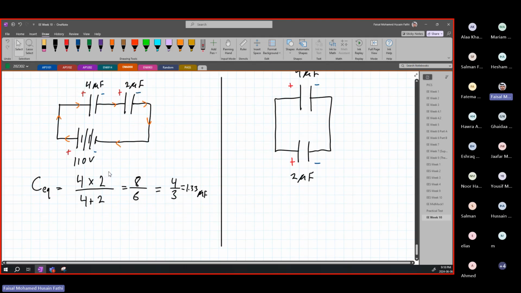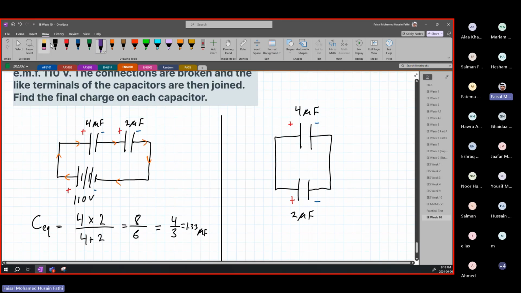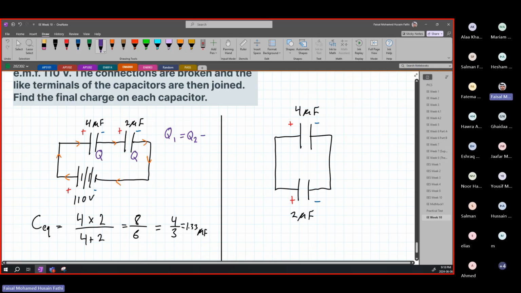Remember, voltage works the same way in any circuit. Voltage here, since they are in series, is split between these two. However, the charge of each is equal. Our Q values here are equal. Q1 equals Q2 equals Q.